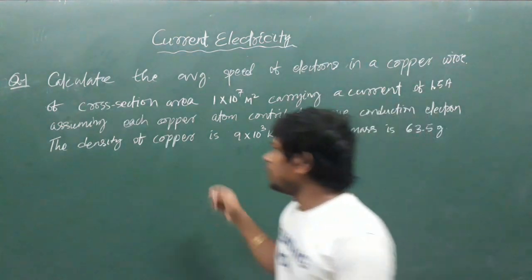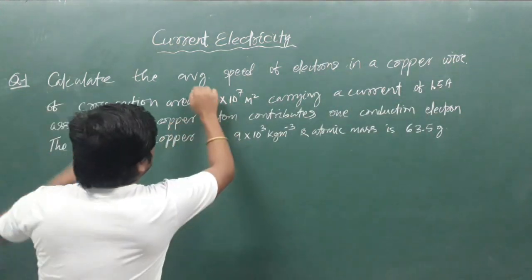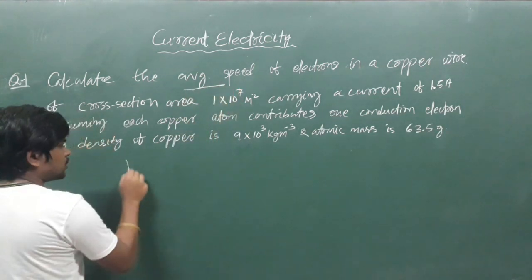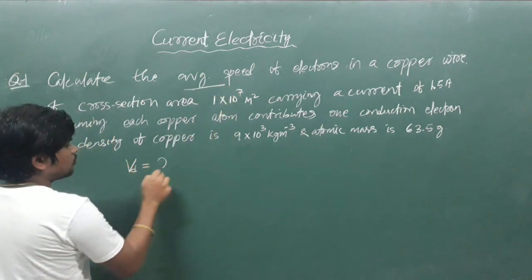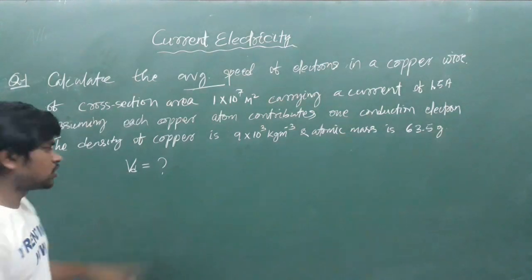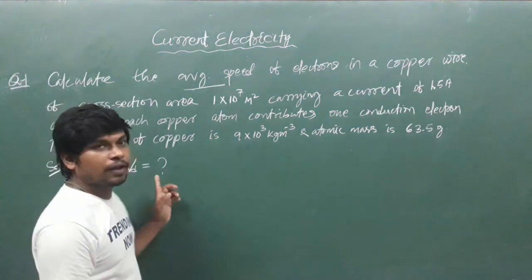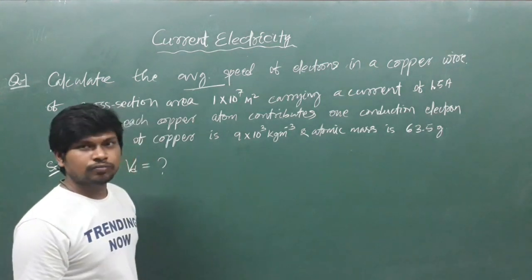So let's start. The very first thing, it is given your average speed. They are asking the average speed. Average speed means drift velocity. So you have to find out the drift velocity. I am doing the solution, just look at how I am going. They are asking drift velocity.